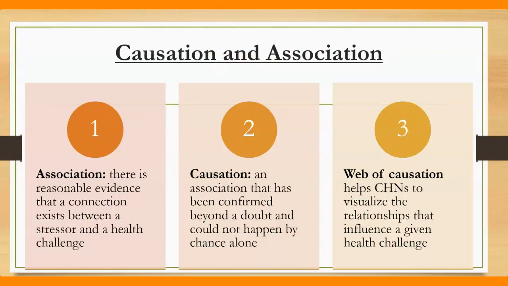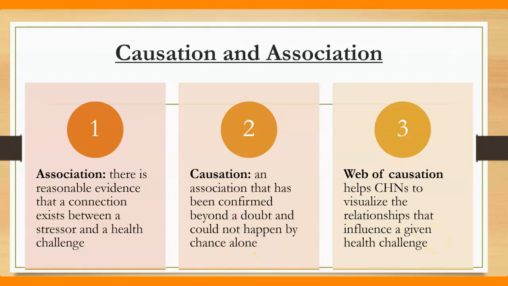So for association and causation, you've got the three here. As for association, there is reasonable evidence connecting existing stressors and health challenges. Then you have causation, which is an association that has been confirmed beyond doubt and could not happen by chance. And the web of causation, this is where it is important to note, nudge, nudge. This is where the CHNs visualize the relationships that influence a given health challenge.